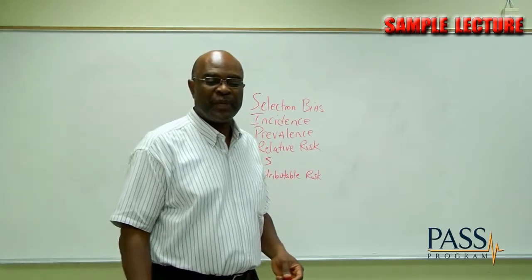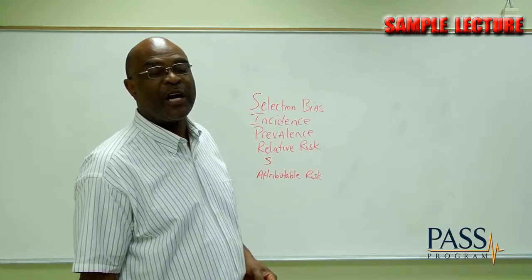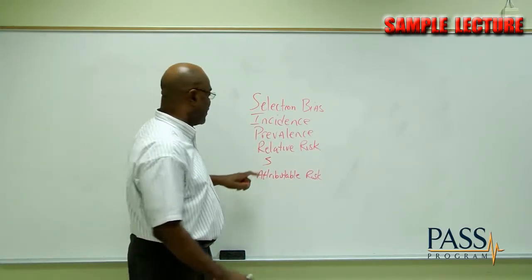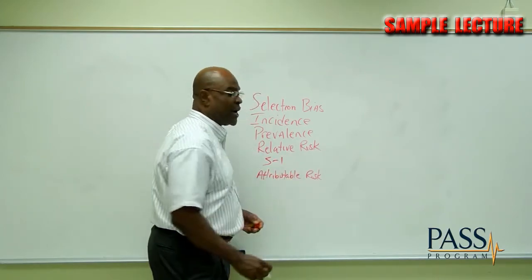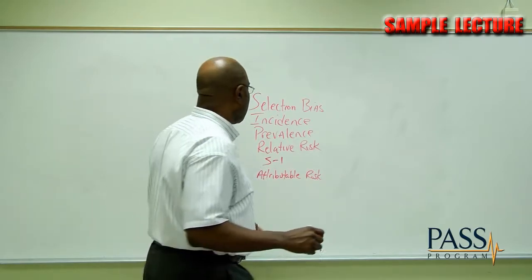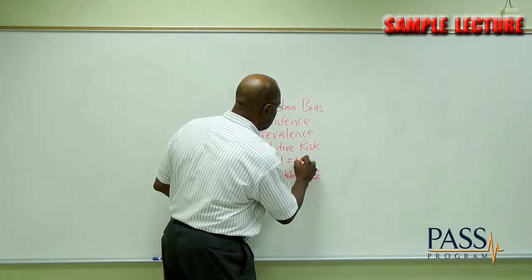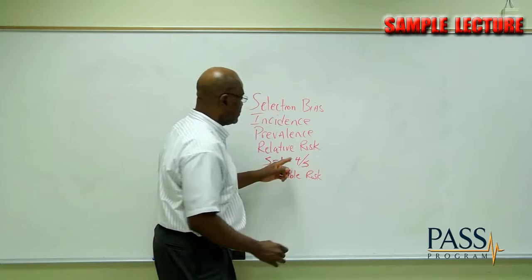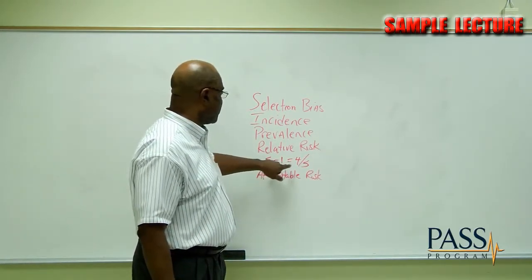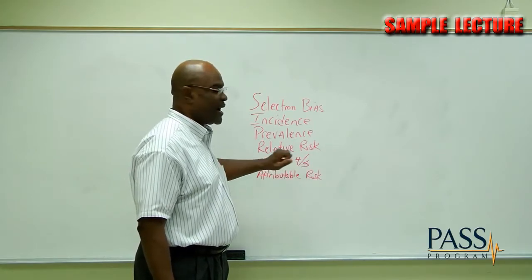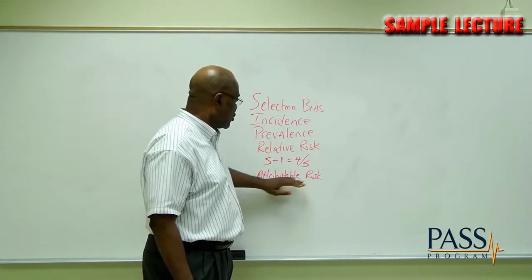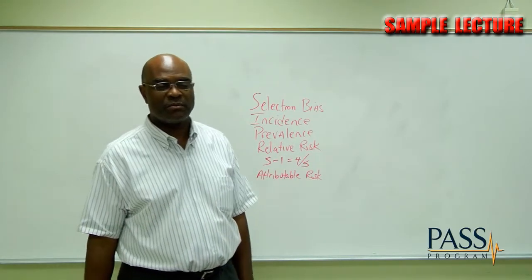Attributable risk, I have a real simplified way of calculating it. I take the relative risk, in this case which is 5, I subtract 1, because 1 is the risk for being in the population. Then what's left over, the total risk, equals the attributable risk, which means 5 minus 1 equals 4. That means 4 out of 5, or 80% of the risk, is attributable to the exposure.